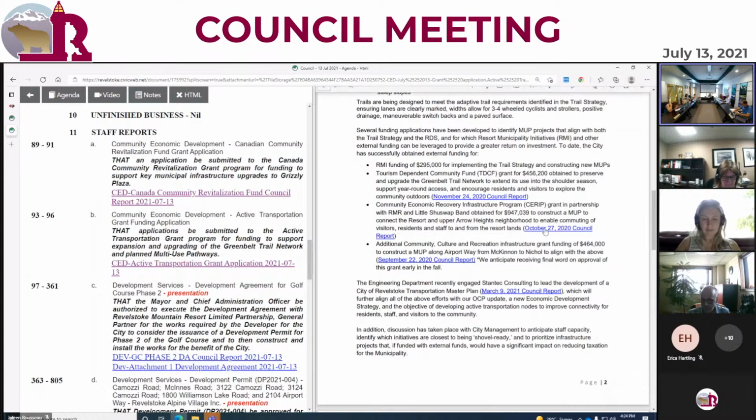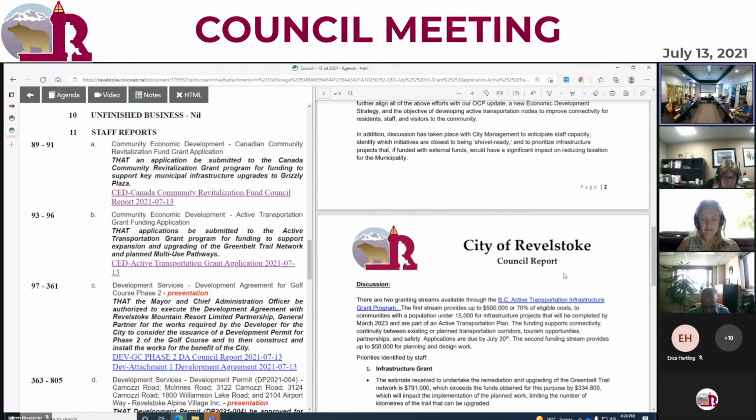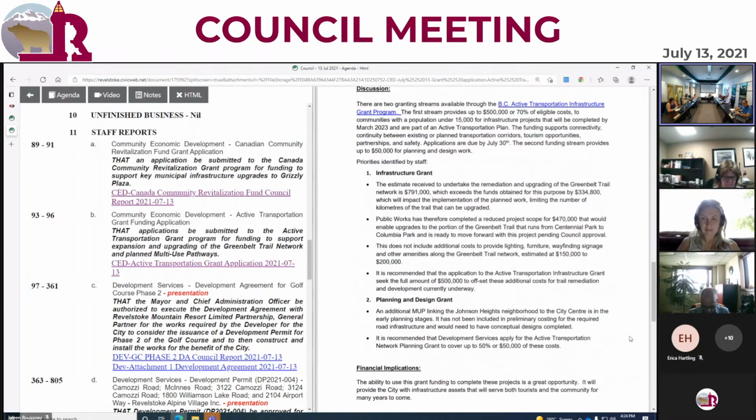Yeah, I'm not sure who it should be directed to, but in the report under the infrastructure grant priorities, it does say that this does not include additional costs to provide lighting, furniture, wayfinding signage, and other amenities along the Greenbelt Trail, estimated at $150,000 to $200,000. Are those costs going to be covered by wayfinding at all? The signage would be, through your worship, but not necessarily the furniture. So, benches, additional picnic tables, that kind of thing.